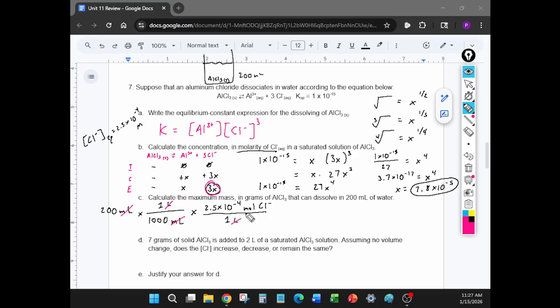But it's not asking us for Cl minus, it's asking us for AlCl3. So we got to convert this to AlCl3, and it's very simple. We just need to figure out how many moles of Cl minus are in 1 mole of AlCl3. Okay, so if you look at the formula, how many Cl's are inside AlCl3? 3. So it'll be 3 right here. That'll allow us to cancel this out. And then from here, you just use the molar mass to find the grams of AlCl3.